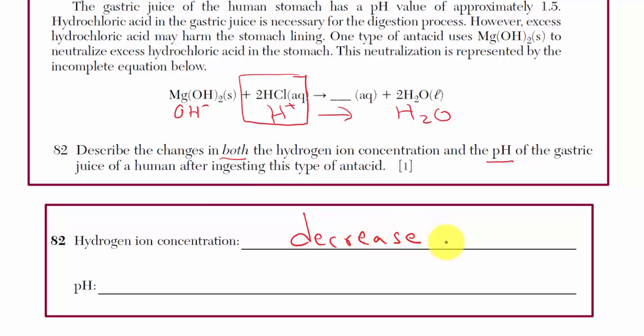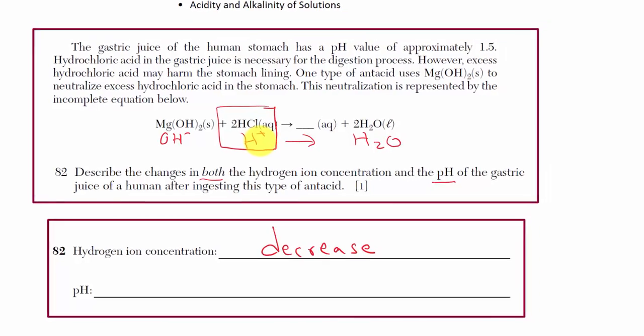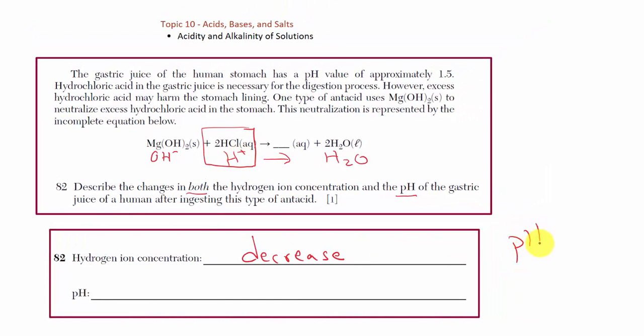Now, because the concentration of the hydrogen ion is being reduced, we would see that the pH will actually go up, because remember, pH is calculated as the negative log of the concentration of the hydrogen ions. And that's the key there, negative log. So as the concentration of the hydrogen gets smaller, this value will actually get larger. So the pH will increase as a result of adding antacid.